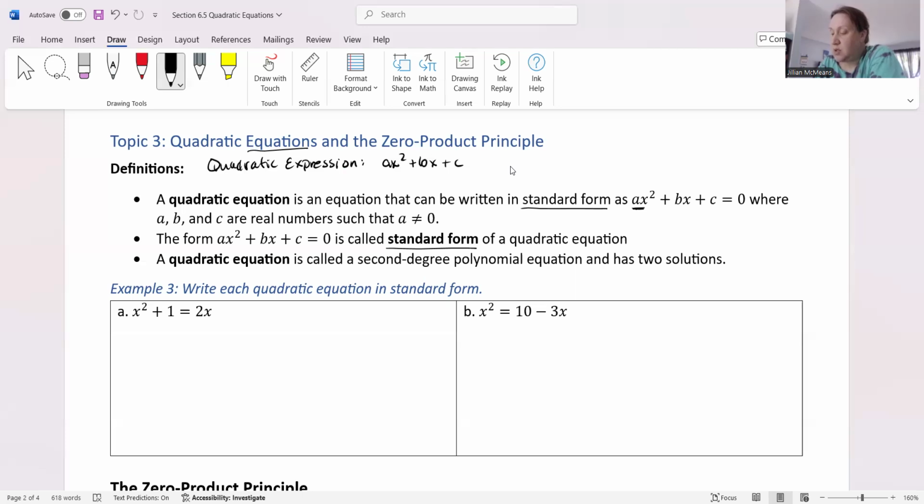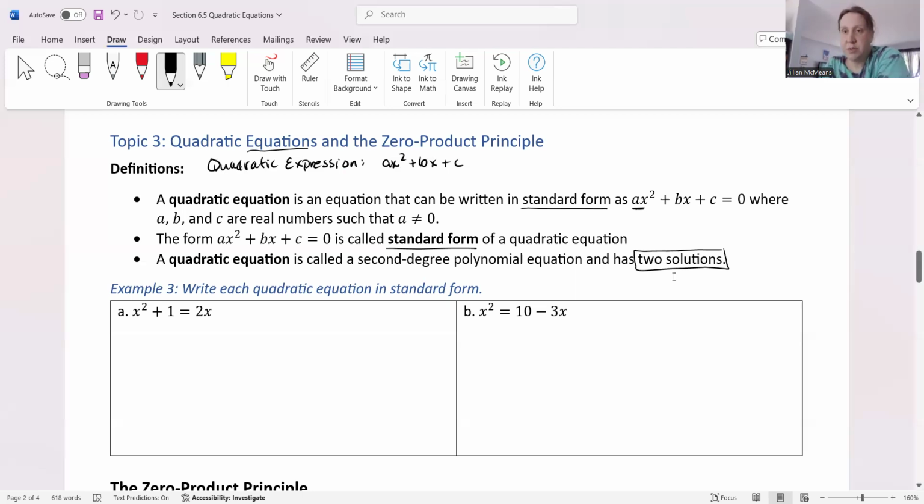A quadratic equation is called a second degree polynomial equation, and it has two solutions. So that is going to be one difference here. When you're starting to solve these equations, you do get two solutions. Okay, so that's a little bit different. With linear equations, we just had one solution. Here we'll get two. Okay.